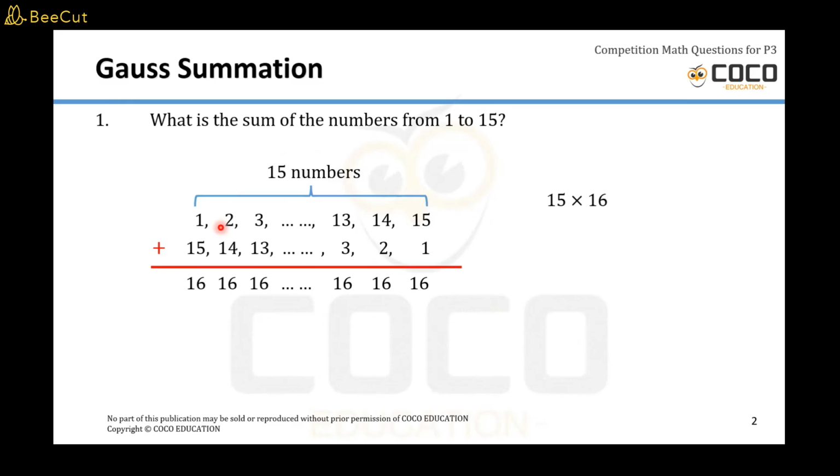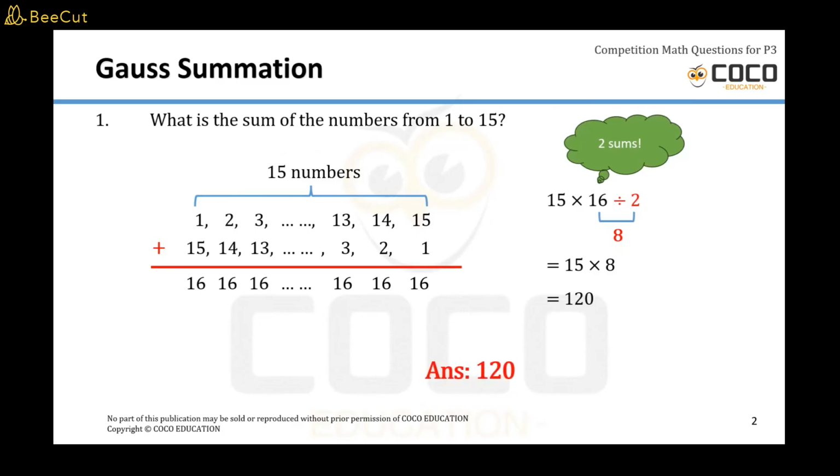Because what we are doing here is we add two sums. One is from 1 to 15, another one is 15 to 1. So we have two sums here. After we do the multiplication, we need to find only one sum. So we need to remember to divide it by 2. So we can do this part. 16 divided by 2 equals 8. Then 15 times 8 equals 120. So the sum of the numbers from 1 to 15 is 120.